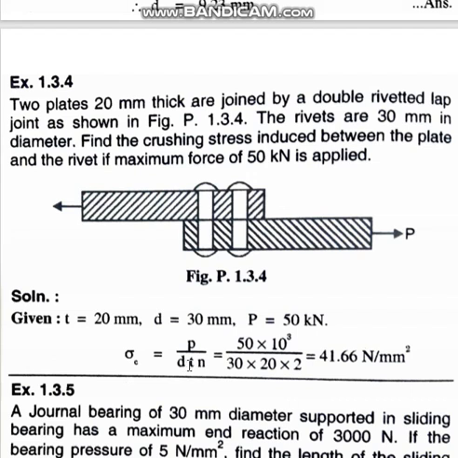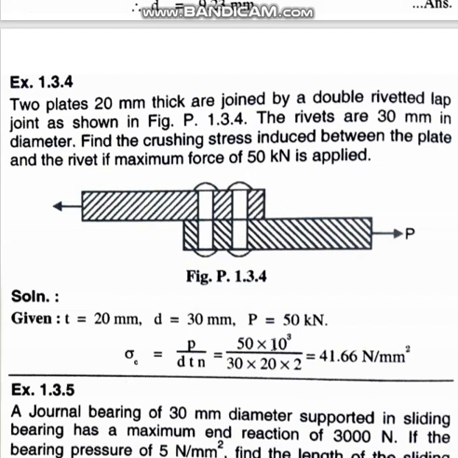Projected area means, a rivet is a cylinder; in the top view or front view, if you project it, what happens? It will look like a rectangle. So the rectangle's area is d times t. A cylinder looks like a circle in one view and a rectangle in two views, if you remember engineering drawing. So this is the projected area, dt.